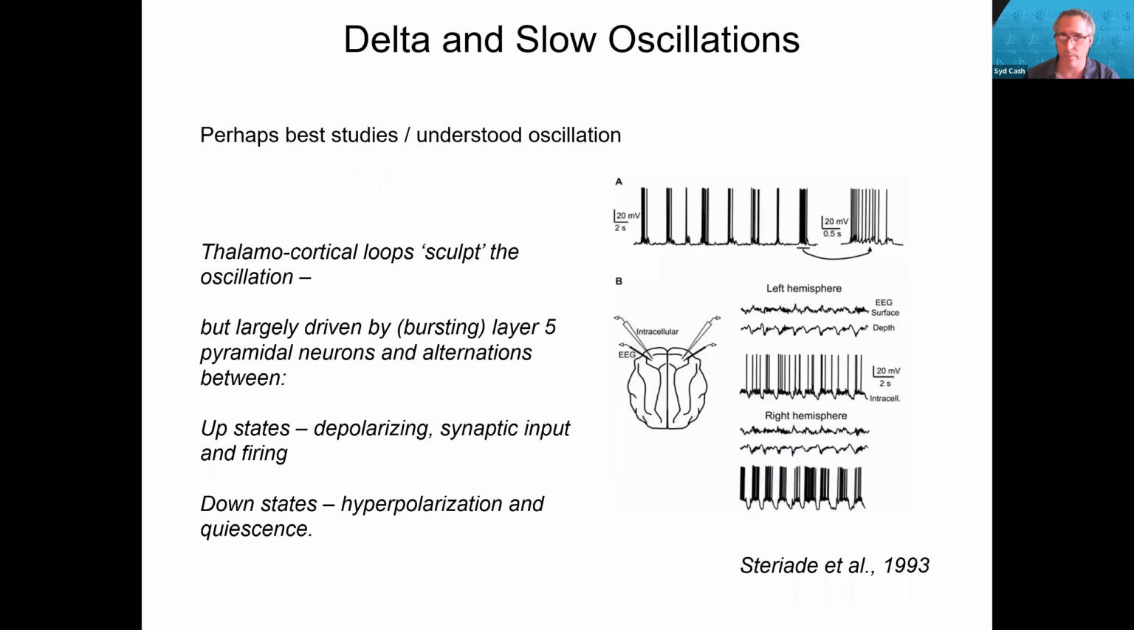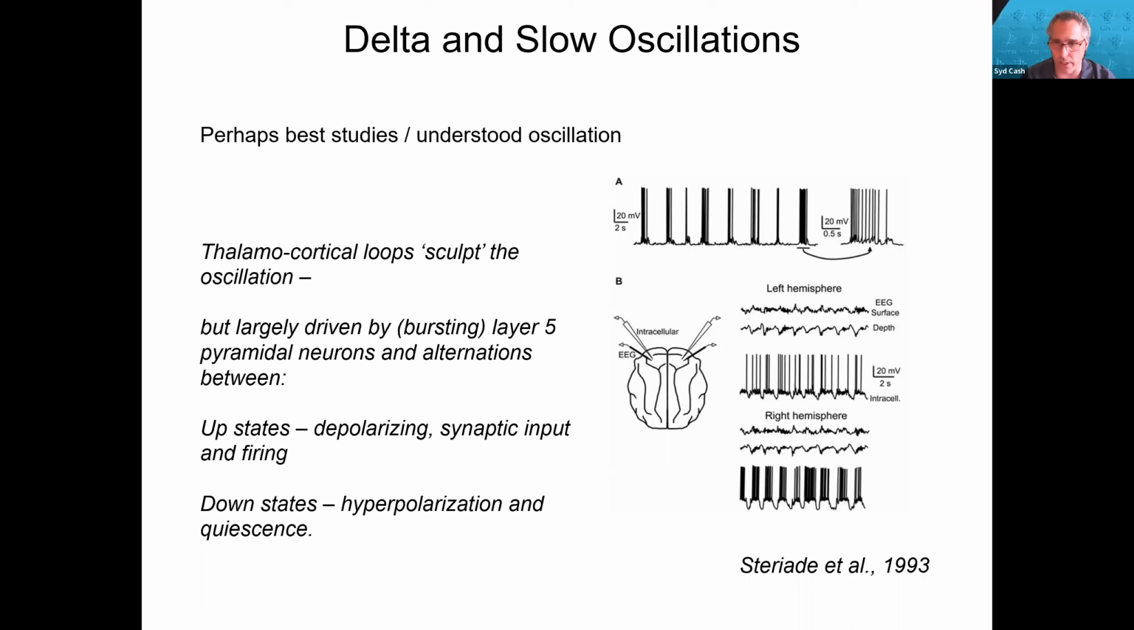This is actually probably the best studied or best understood oscillation in terms of really getting down to a pretty complete description of both the cellular and network interactions that underlie the generation of slow waves, particularly slow wave sleep. And a lot of this we owe to Steriade and work he did in the 90s, along with a number of his postdocs who were both amazingly productive and amazingly detailed in some very elegant work on this project, using primarily cat, but also rodent preparations during sleep and anesthesia and other circumstances.